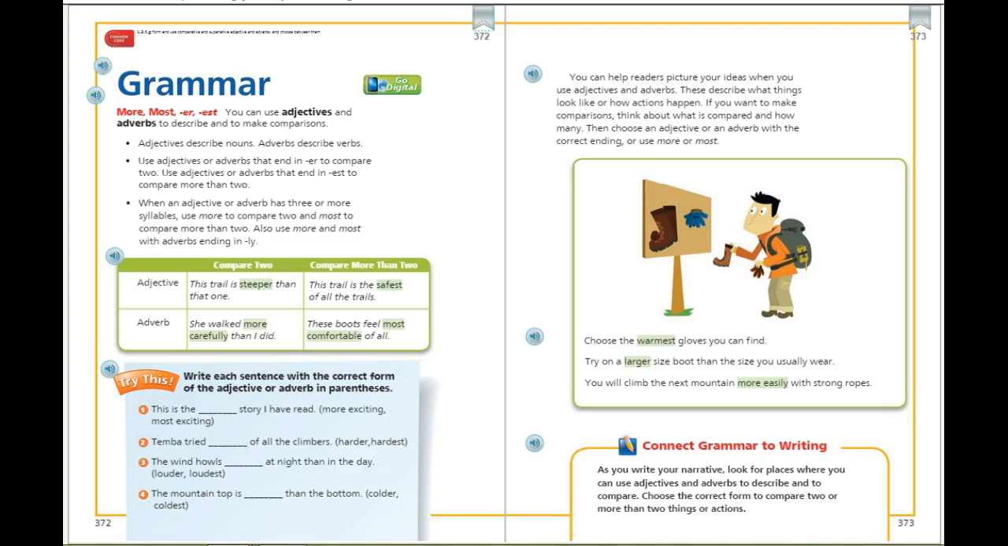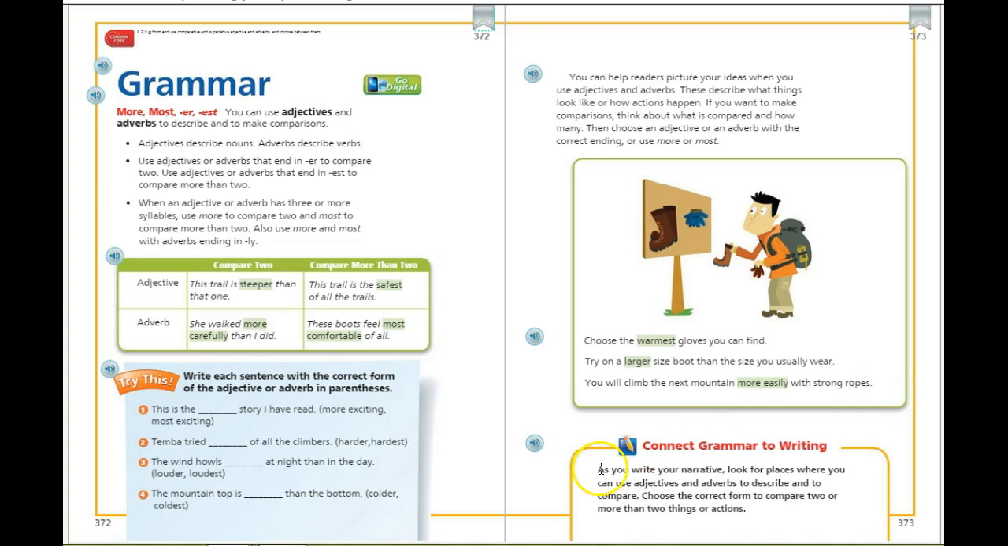You can help readers picture your ideas when you use adjectives and adverbs. These describe what things look like or how actions happen. If you want to make comparisons, think about what's compared and how many, and then you choose an adjective or an adverb with the correct ending, or you can use more or most. So choose the warmest gloves you can find. Try on a larger size boot than the size you usually wear. You will climb the next mountain more easily with strong ropes. Okay? It's great to use in your writing and describes things.